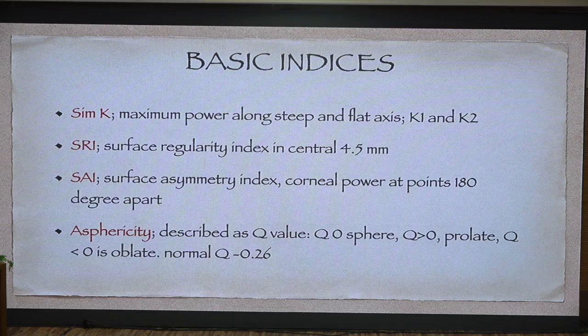Then asphericity, this is very important again from the lens point of view, that Q value, how the corneal power is changing from the center towards the periphery. So that is calculated as Q power. Normally one has a Q power of about 0.26, meaning the central cornea has more power. As we move towards the periphery, the corneal power goes down.